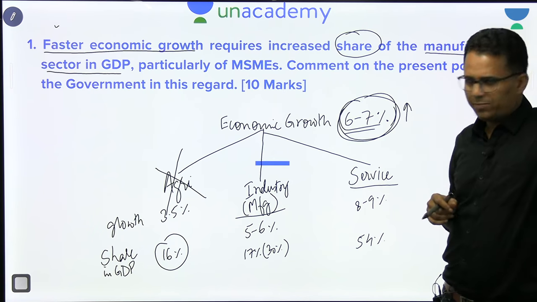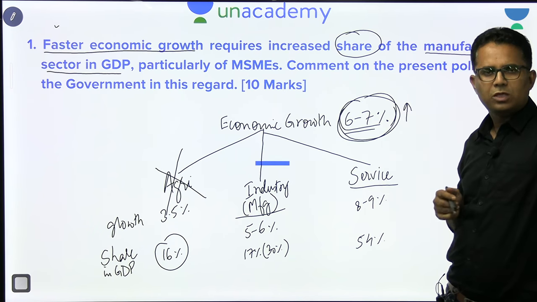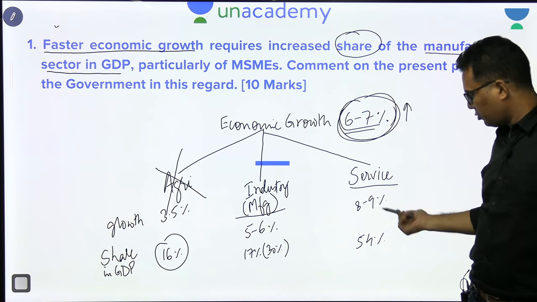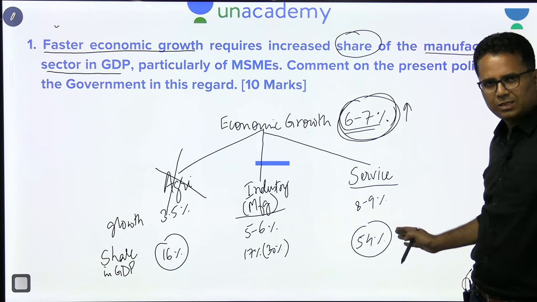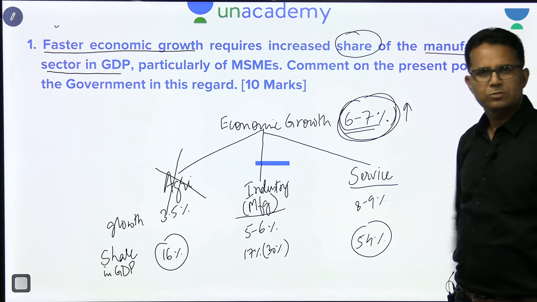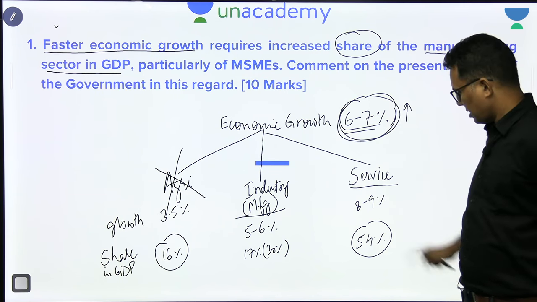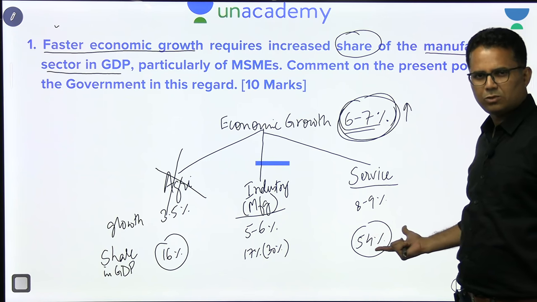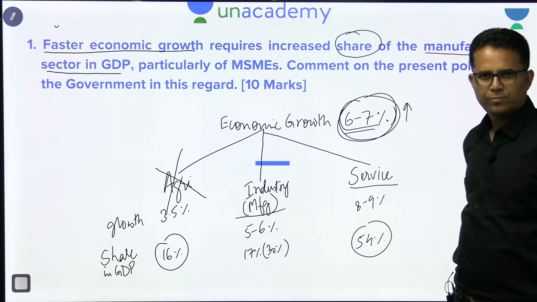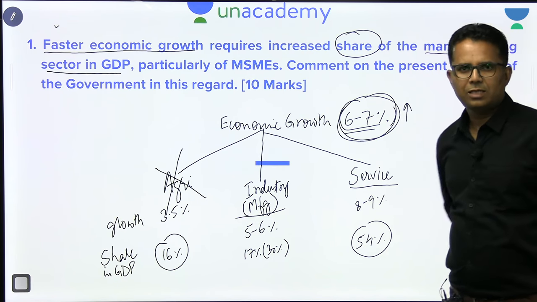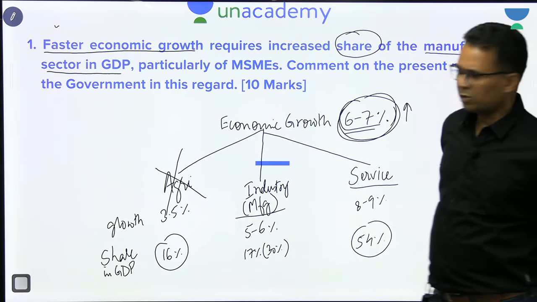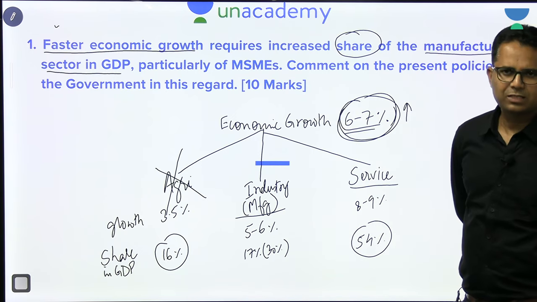The question could also have been that faster economic growth requires a larger share of services. If you see here, if this base is larger and it is growing at 8-9%, our growth would have been much more. So why was this not the question? Since it is a weighted average, if this base would have been larger, our growth would have been more. But the question is not that higher growth will be possible through a higher share of services. This is not the question.